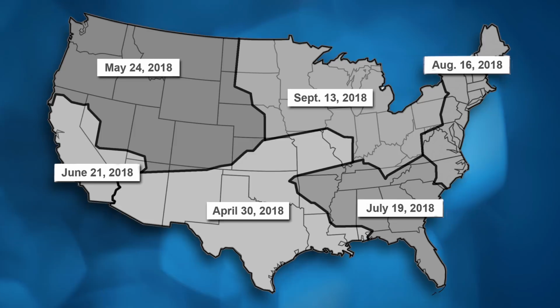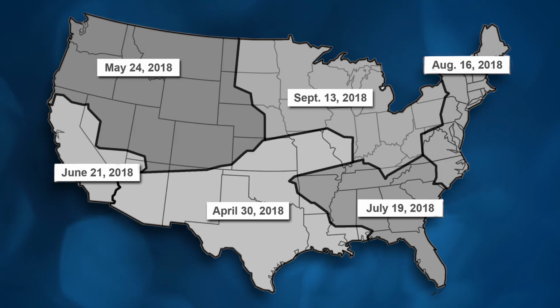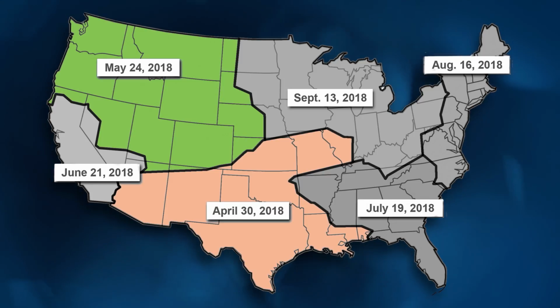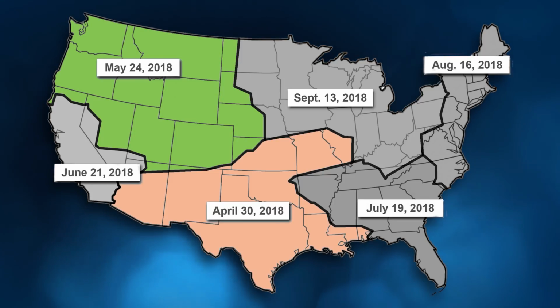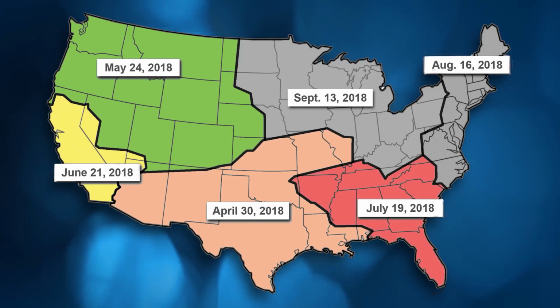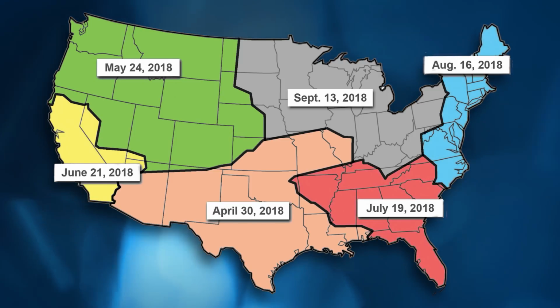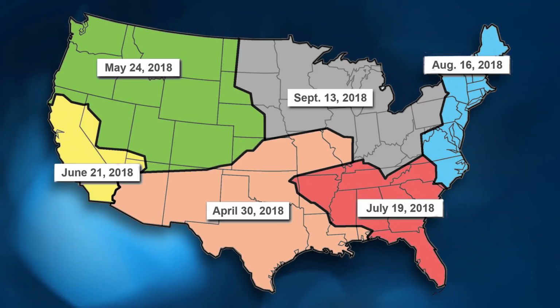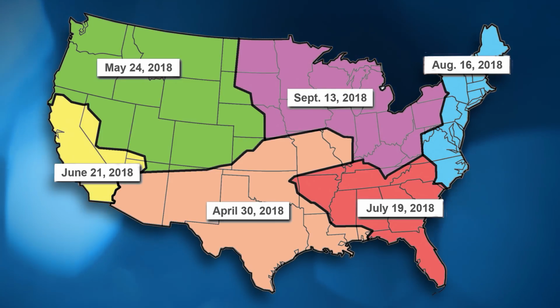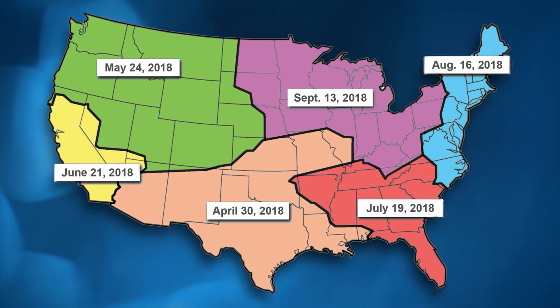The LAANC system rollout began on April 30th of this year. The South Central region was the first to go live. The Western North region was next on May 24th. The Western South region followed on June 21st, and the Eastern South region will go live July 19th, with the Eastern North region following on August 16th. Now, the Central North region will complete the process when it goes live on September the 13th.